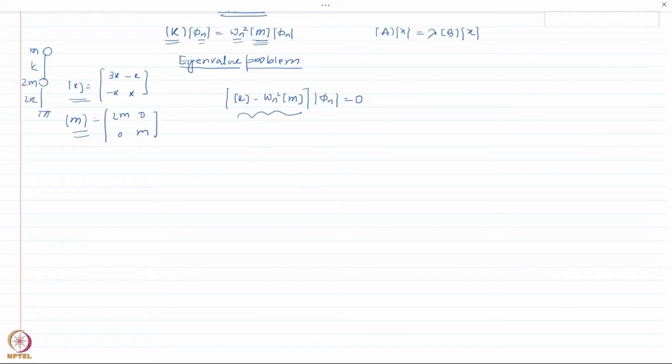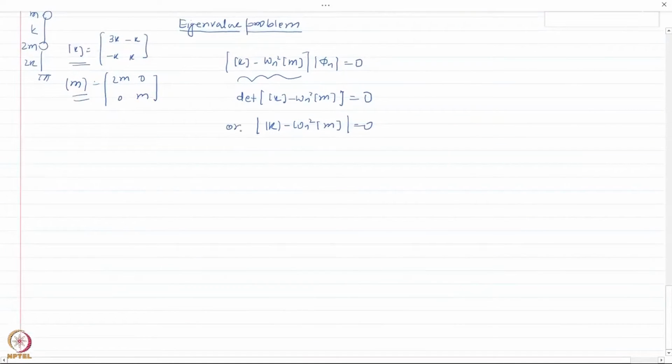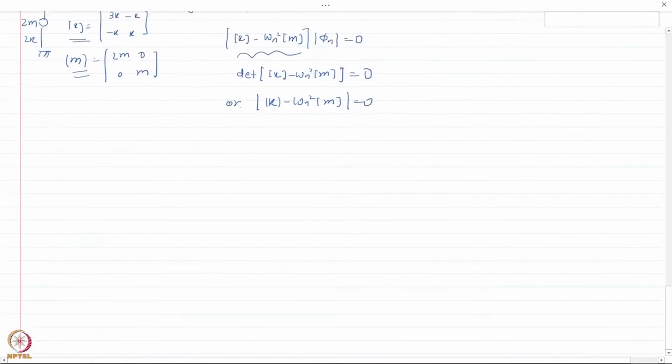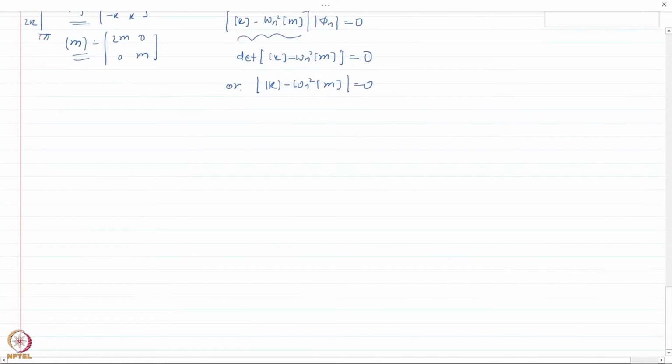So for a non-trivial solution, we need to have this equal to 0, or specifically not this, but the determinant of the coefficient of the phi n vector is equal to 0. You can either write the determinant of this or just use this equal to 0. This is how we get the solution to an eigenvalue problem. Now, if these are n homogeneous equations, then remember the constant here is omega n square, not omega n. So this gives me an algebraic equation of nth power of omega n square.